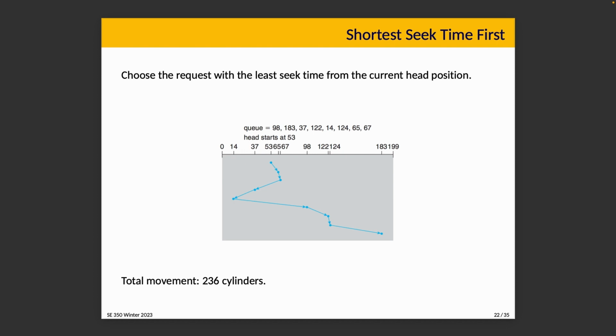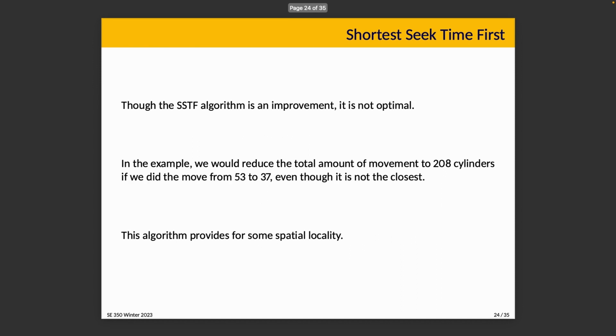Right? We would go from 53 to 37, we would go to 14, and then on the way we would go to 65, 67, 98, 122, 124, and then finally 183. Some amount of backtracking is inevitable. We start out at 53, and there are requests that are both higher and lower than that, so there's no way to avoid it. We're going to have to do some amount of backtracking, but the most optimal possible is 208.